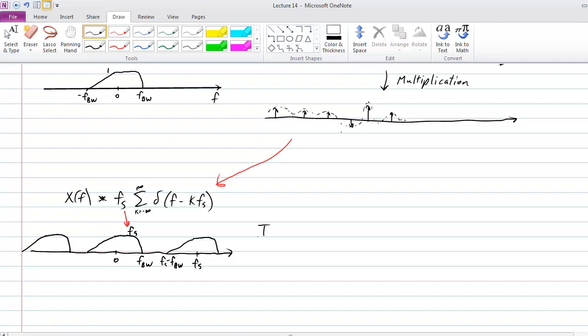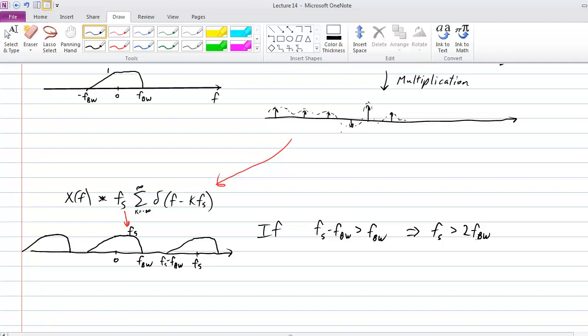This was what happens if there was no overlap. And to get no overlap, you need this to be greater than this. Right? So if fs minus f bandwidth is greater than f bandwidth, therefore fs is greater than 2 times f bandwidth. So there we see at least it's sufficient. This is a sufficient condition to get no overlap.